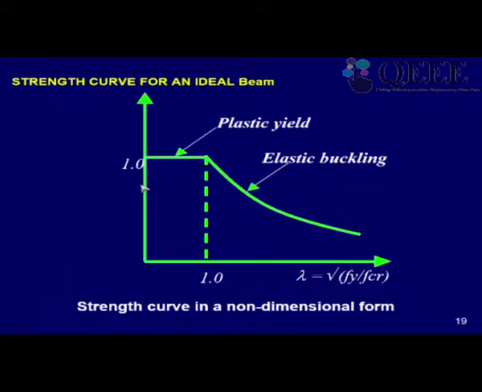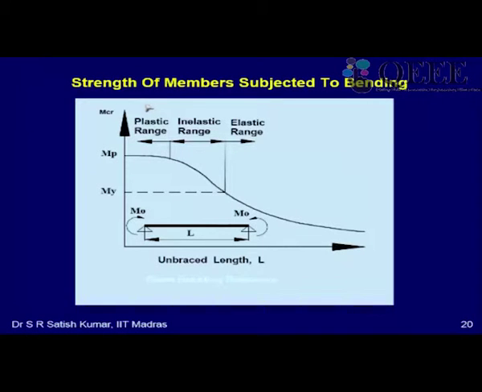For the practical case, of course, we know that it will be somewhere below this ideal case due to imperfection, and that will affect maximum at intermediate slenderness range. Okay, so this is the same strength curve in a non-dimensionalized form, where the lambda is now written as square root of Fy by FCR. So when lambda is greater than 1, it will buckle and fail. When lambda is less than 1, it will yield and fail, right? So the y-axis will be in this case MCR by MP. Okay, so we have non-dimensionalized both the x and y-axis. So this is how the strength curve will look for a real beam.